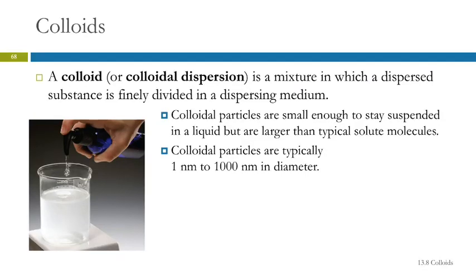So a colloid or a colloidal dispersion is different than a solution. It's a mixture where the dispersed substance is finely divided. These colloidal particles are small enough that they can stay suspended in the liquid, but they're larger than regular solute molecules. They're typically in the range of 1 nanometer to 100 or 1,000 nanometers in diameter. That's significantly larger than most molecules.